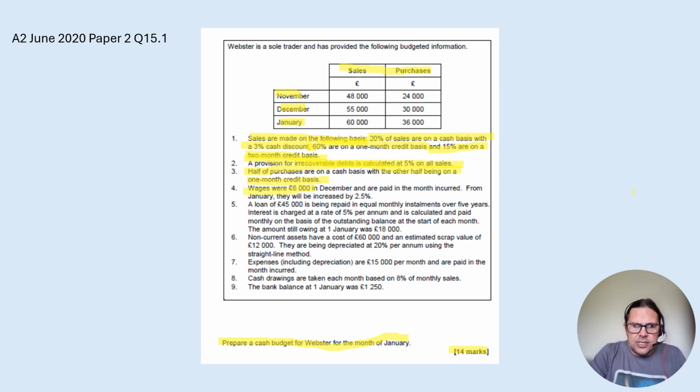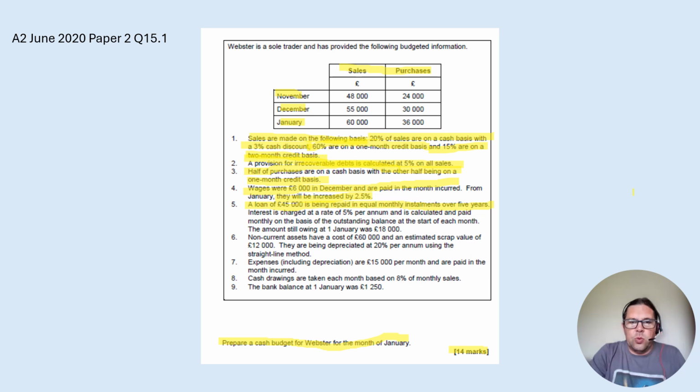Wages were £6,000 in December and paid in the month incurred. All that means is we pay them straight away in that month, so no fiddling with month previous. But from January, they will be increased by 2.5%. So you're going to have to increase the 6,000 by 2.5% to gain that mark and include that in the outflows. A loan is currently being repaid in equal installments over 5 years.